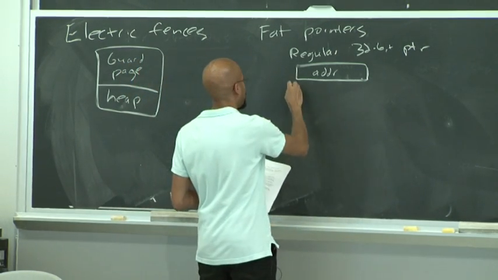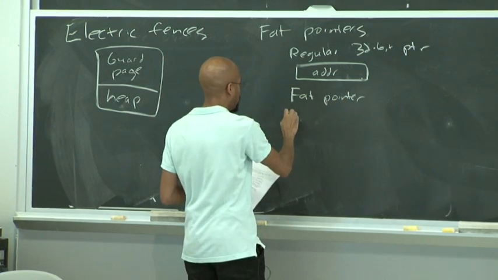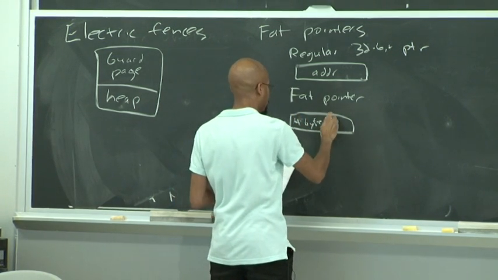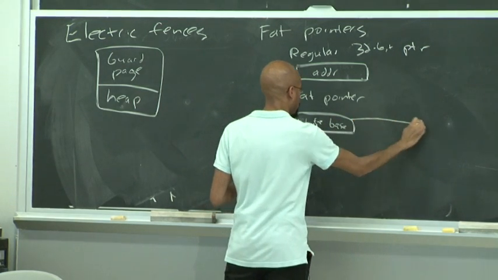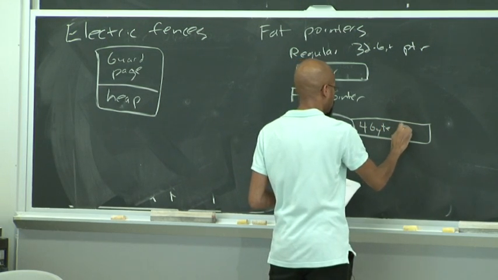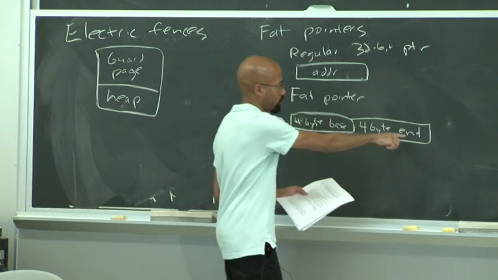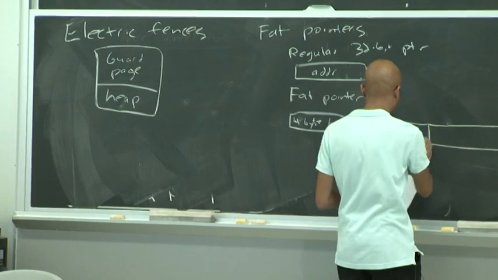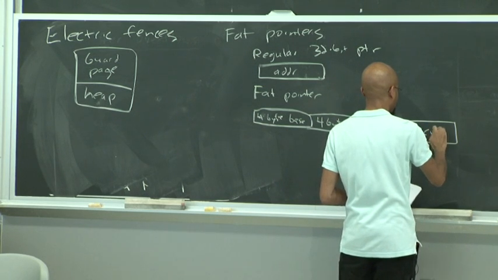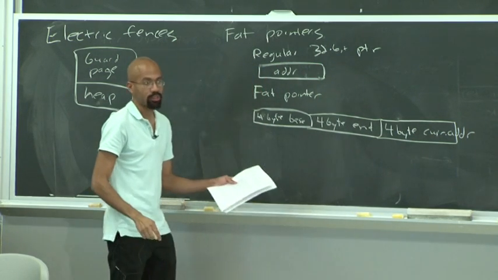If you look at a fat pointer, one way you can think about it is you've got a 4-byte base, and then you have a 4-byte end. So in other words, this is where the allocated object starts, and that's where it ends. And then you've got a 4-byte cur address. So this is where the pointer actually is within that bound, right?